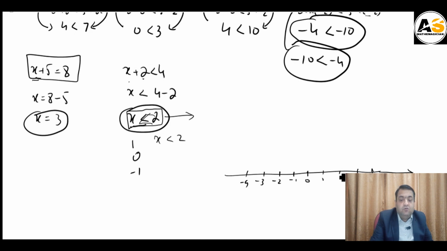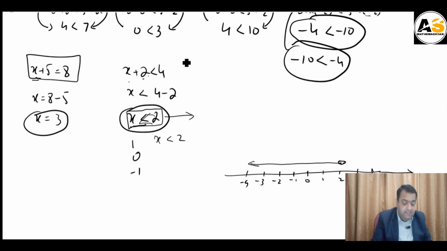x is less than 2. This is x = 2. Any value on the left hand side of this line is less than 2. So this is the graphical solution of this linear inequality. This will be a hole over here if the equal to sign is not included.